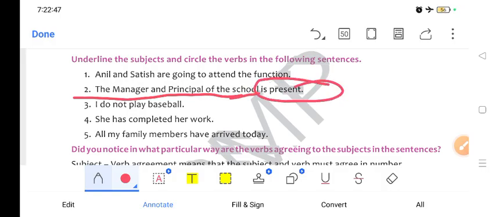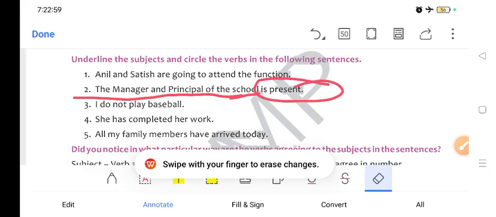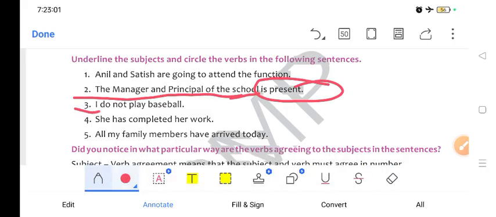I do not play baseball. So, who does not play baseball? I. So I is the subject. So we need to underline it. Okay, by mistake I just circled it. You need to underline it, and the rest of the part is predicate. Just circle it.